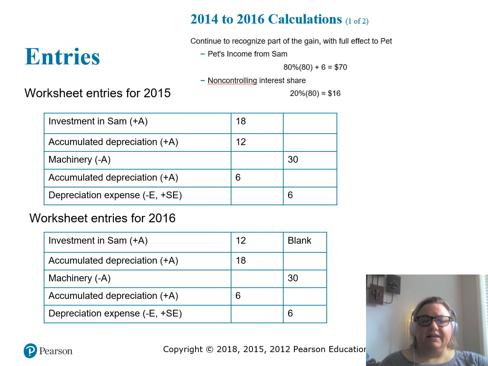We're kind of doing things backwards because we don't want to show that intercompany expense on our income statement in 2016. Same thing, we just continue to make our worksheet entries. For 2015, we do the same thing for 2016, and at the first of the year, you'll be back.